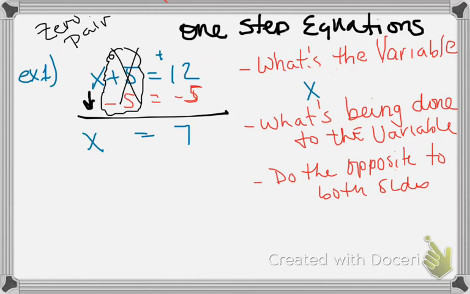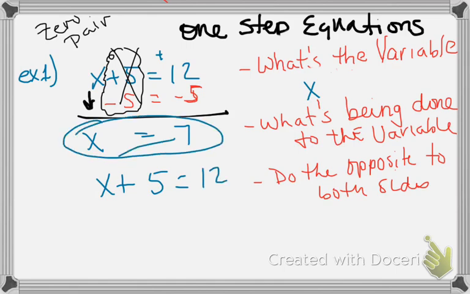Now, how would I check this? You should be able to plug your 7 into the x value, because x equals 7. So if I move it in for x, I'm saying 5 plus 7, which should be 12. In this case, yes it is. So the answer is correct.